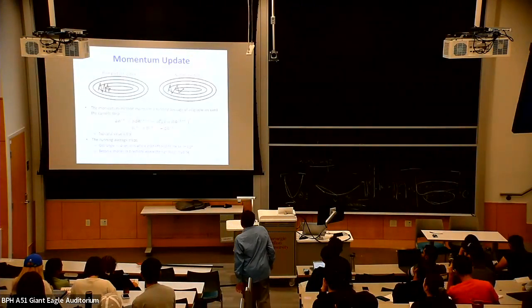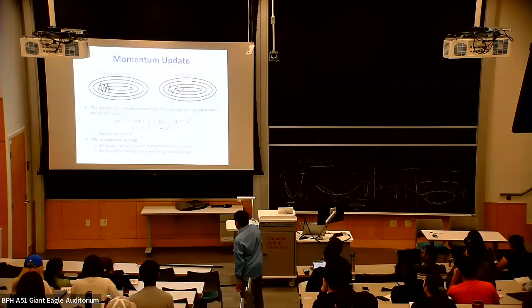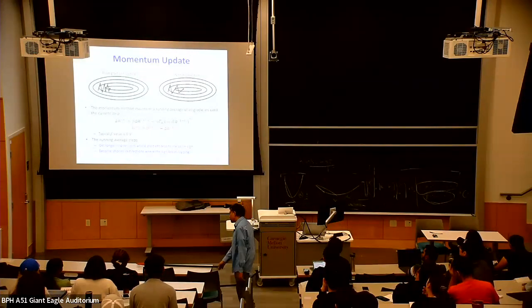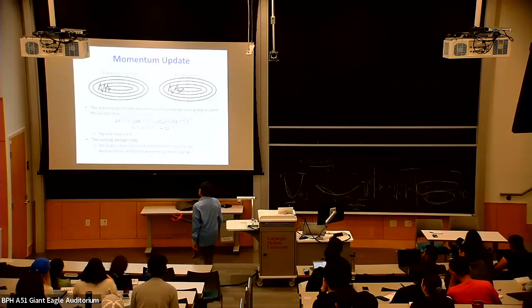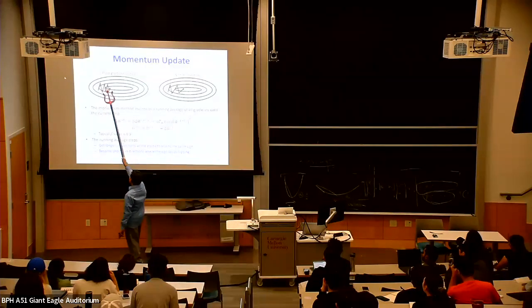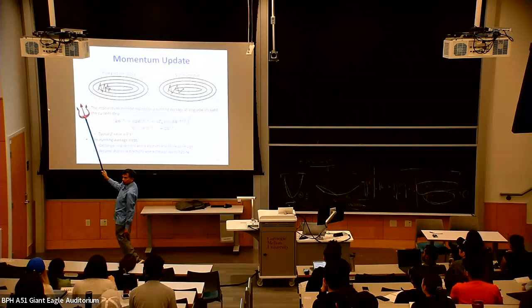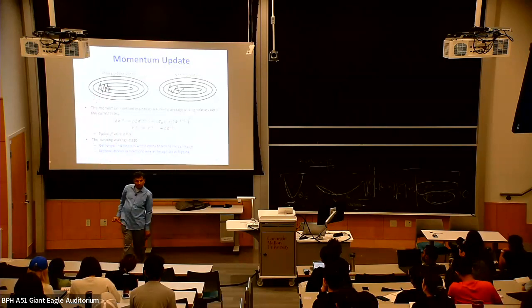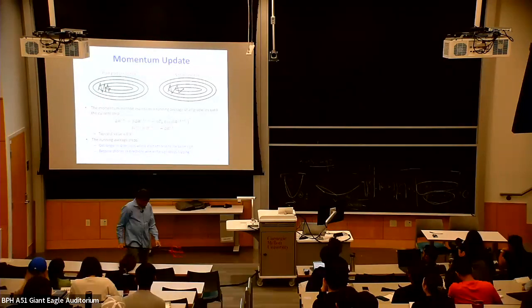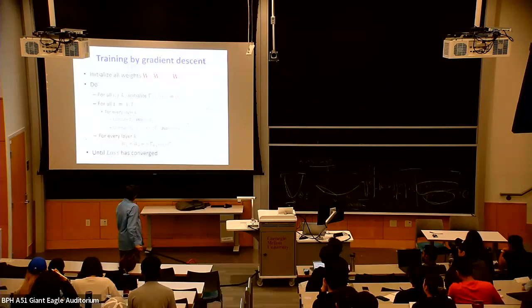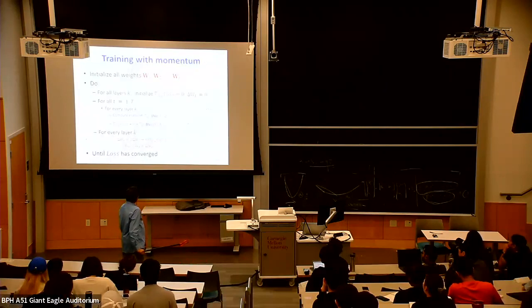The intuition over here is that if you're doing something of this kind, then in the directions where you're moving back and forth, the steps are going to get smaller. In the directions where you're moving smoothly, the steps are going to get larger. And so here is a picture. I have a pseudocode, I'll skip it.